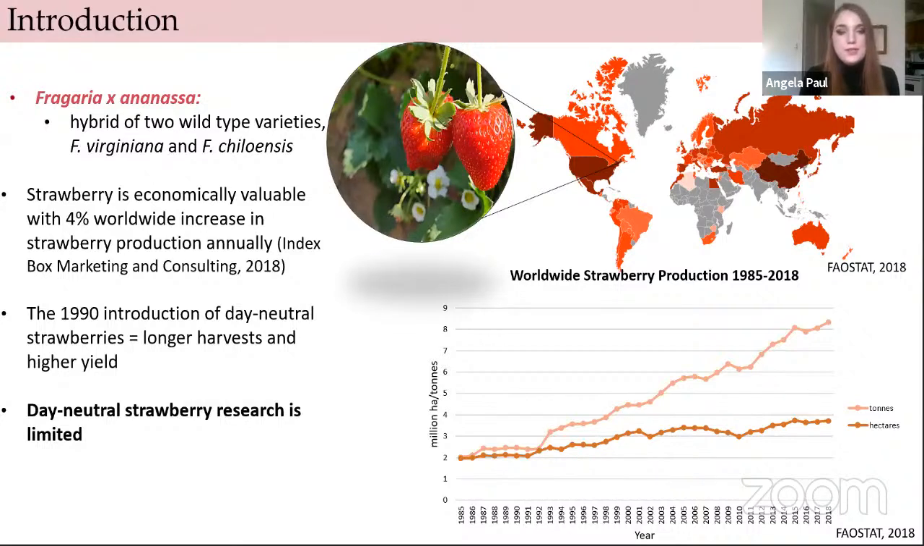So strawberry is an increasingly economically valuable crop within the world, seeing about a 4% increase in strawberry production annually. The introduction of day-neutral strawberry in the early 1990s also helped influence this increase in yield, as these varieties of strawberry allowed for a longer harvest and higher overall yields. And you can see this in the graph below too, with around 1991-92, when these varieties of plants were first marketed, and you can see the gradual increase in growth every year. However, day-neutral strawberry research outside of where they originally developed in California as well as Florida is very limited.